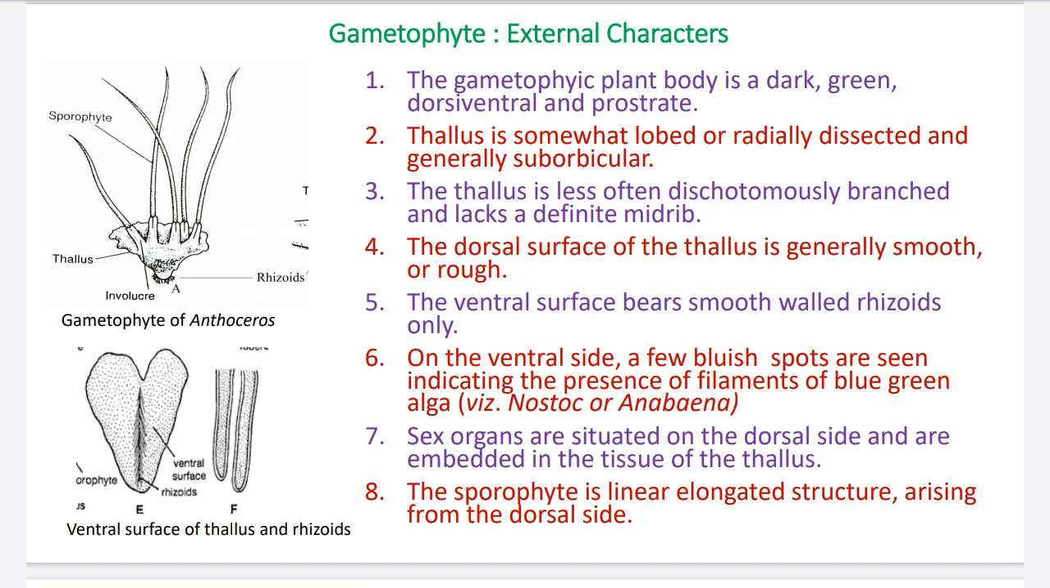Number 2, thallus is somewhat lobed or radially dissected and generally suborbicular. You see the thallus of the Anthoceros at the tip, lobes are somewhat radially dissected. Then number 3, the thallus is less often dichotomously branched and lacks a definite midrib.